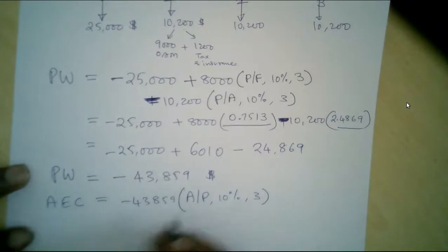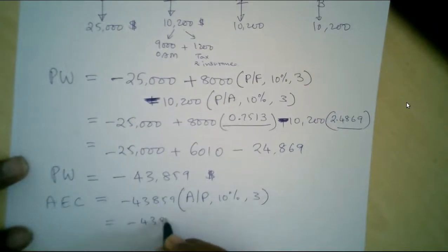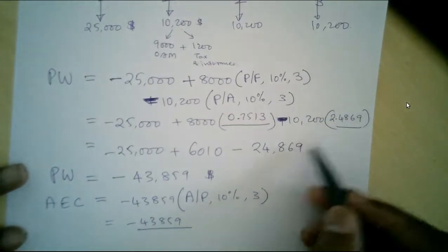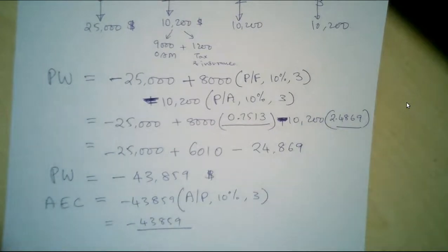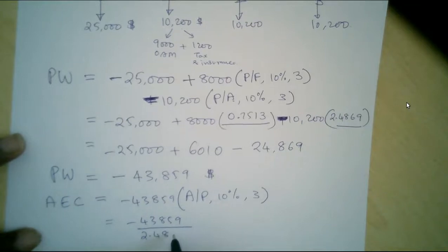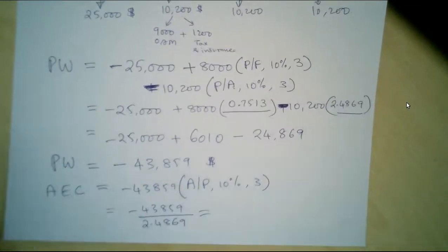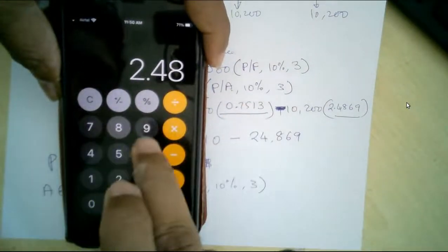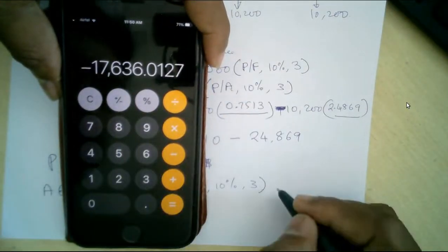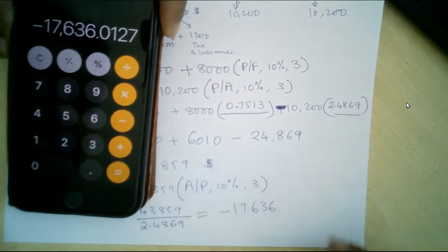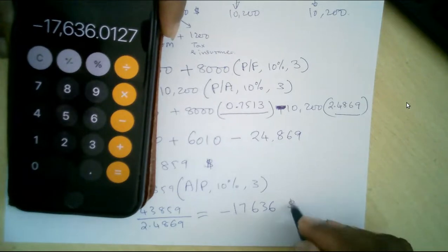Okay, so here minus 43,859. Instead of multiplying, I'll go for dividing, and then I'll use P by A, the same ratio, 2.4869. We already calculated that. So divided by 2.4869, that comes to minus 17,636 dollars per year.